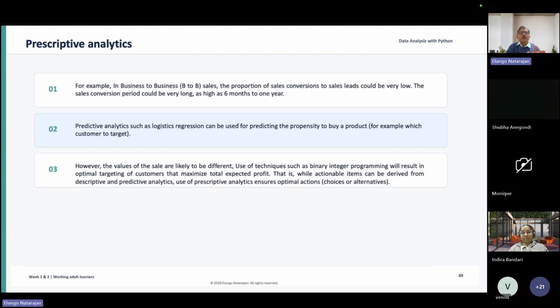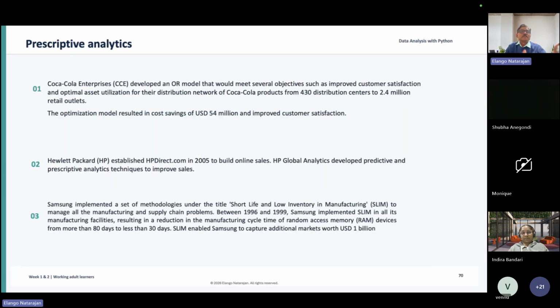For example, a few companies have already introduced this kind of prescriptive analysis. I listed here a few companies who developed prescriptive analysis. I take one example here, Coca-Cola Enterprises. They developed a prescriptive analysis.